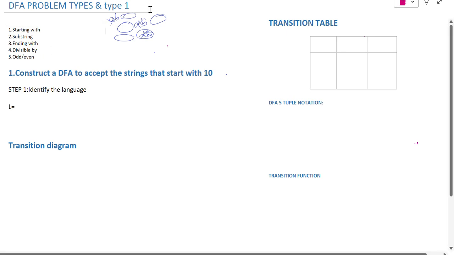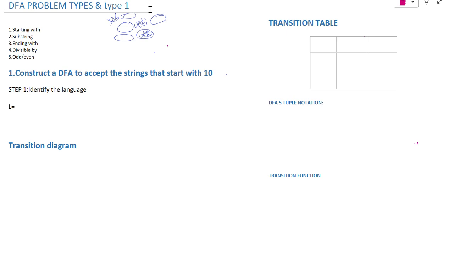The third category is divisible by. They'll ask you to construct a DFA which will accept strings which are divisible by a certain number, like divisible by 3 or 4 or 5. Anything like that they can ask. The next category is odd or even. You'll have to find whether you have an even number of A's in a string, or an odd number of A's in a string, or an even number of A's and an even number of B's in a string. Likewise, they'll ask you to construct a DFA satisfying that constraint.